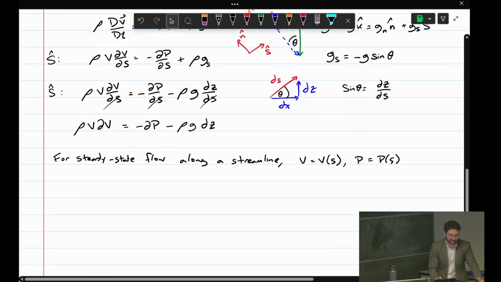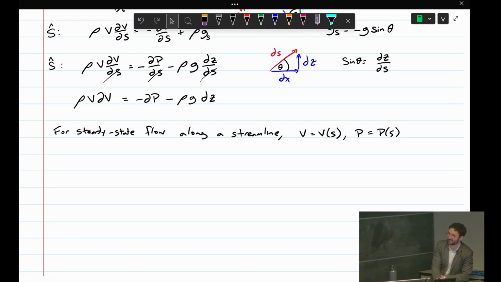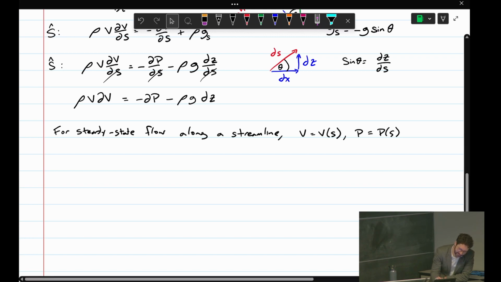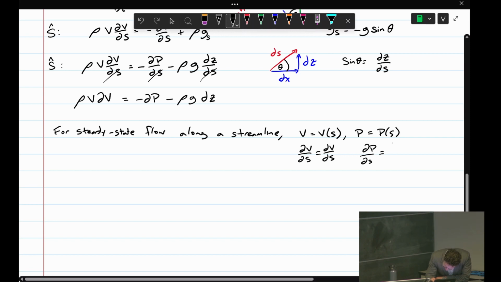Along a streamline, I don't know how many times I'm going to say that this lecture, but along a streamline is a really important and heavily abused assumption of Bernoulli's equation. So along a streamline, period. What we get with this is that partial v by partial s is actually just dv by ds, because v is only a function of a single variable. Same thing with partial p by partial s, which is just dp by ds.